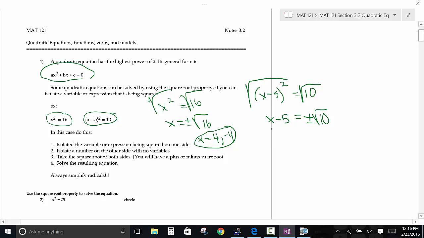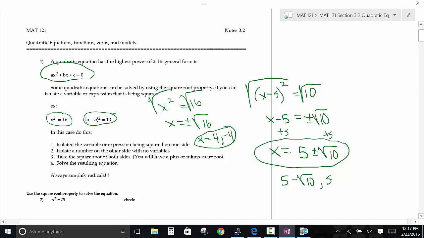Now, you want to get x by itself. So you just move the 5 over there, or you could think of it as adding 5 to both sides if you want to. And when you add 5 to both sides, you want to develop the habit of putting the 5 first, in front of the plus or minus, like that. So that's how you want to write your answer. You can write the answer that way, or you could write it as 5 minus radical 10, comma, 5 plus radical 10. There's 2 answers. That plus or minus is just an abbreviation.